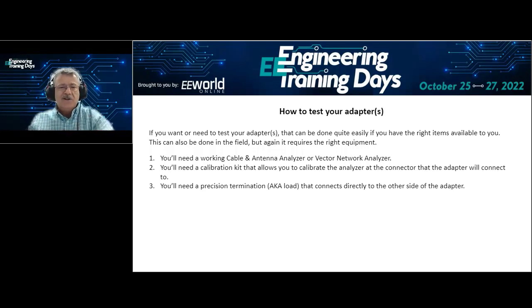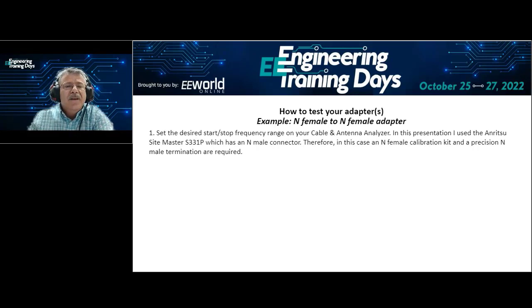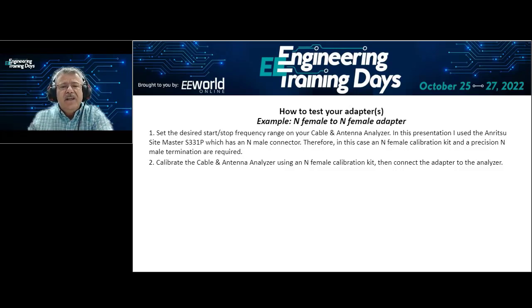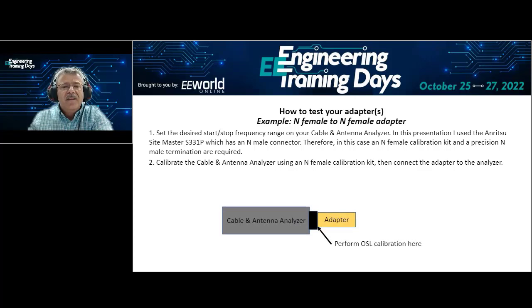Instead of talking about it, I'll just show it to you. So here we go. For the N female to N female, I calibrated it using an N female calibration kit. I connected the adapter to the analyzer. The calibration, and you can't see my mouse, but that arrow is pointing to where the calibration is done. So the calibration is done there before the adapter's added.